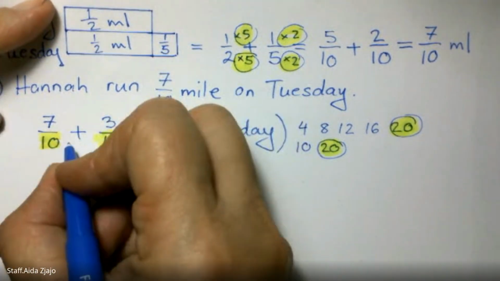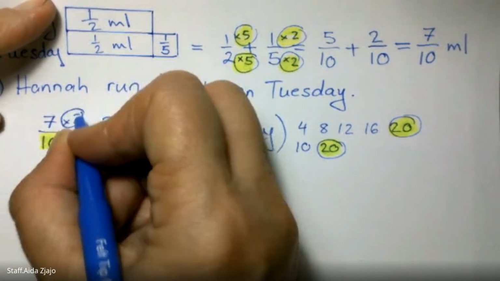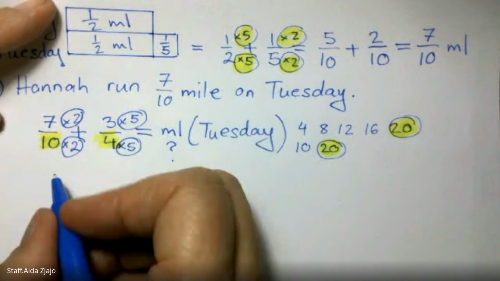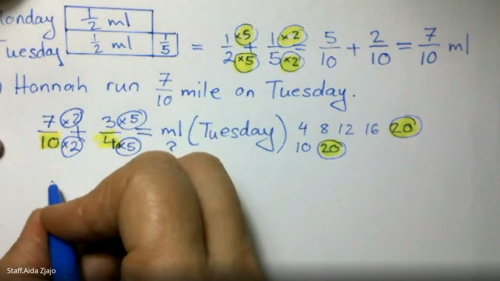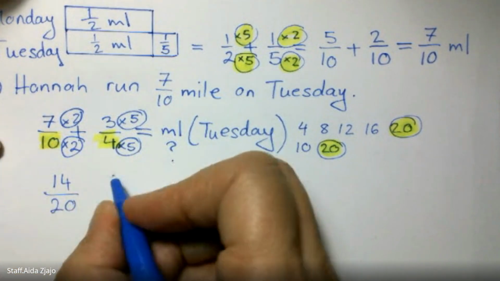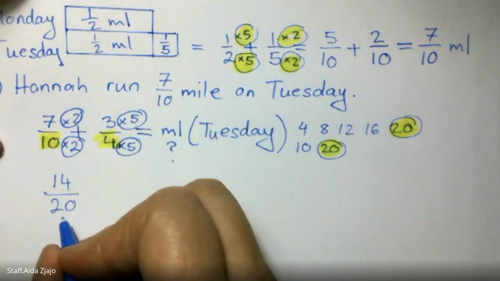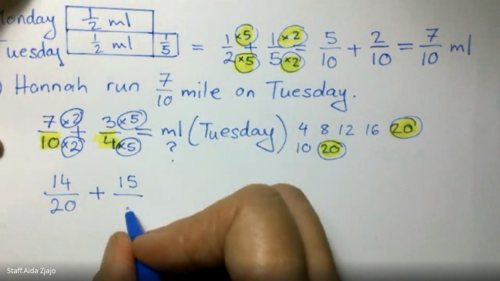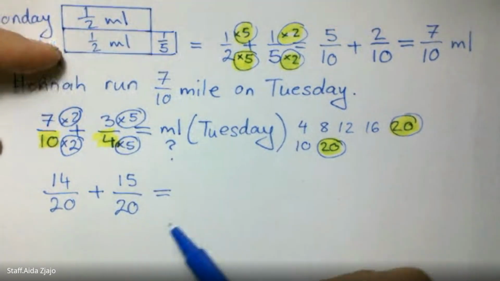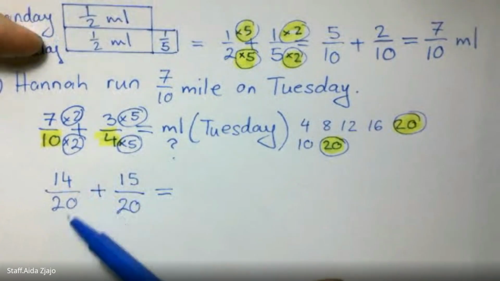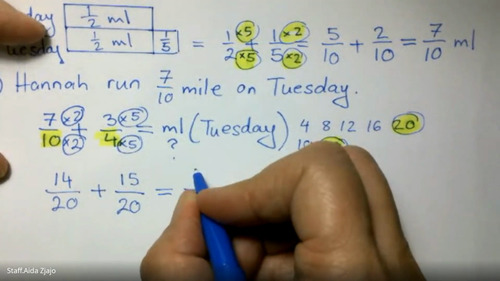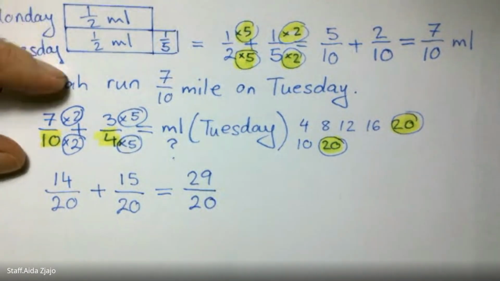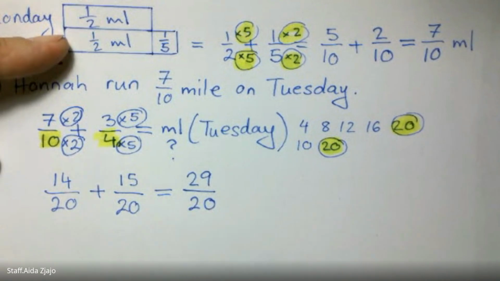So 10 times 2 is 20, and 4 times 5 is 20. So Hannah's 7/10 is 14/20. 7 times 2 is 14, 10 times 2 is 20, and 3 times 5 is 15, and 4 times 5 is 20. So her friend did 15/20, and she did 14/20, which is 29/20. So we get our improper fraction answer.